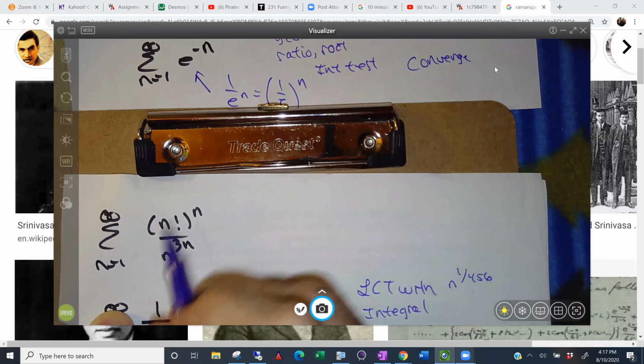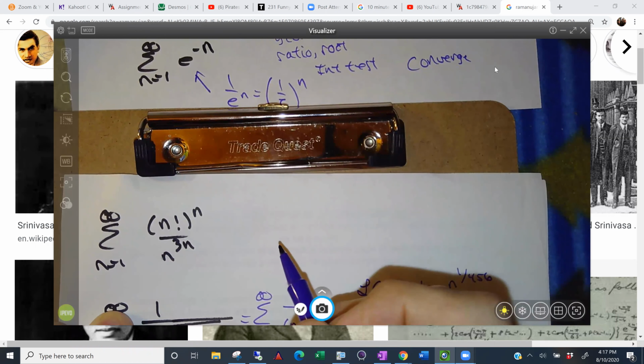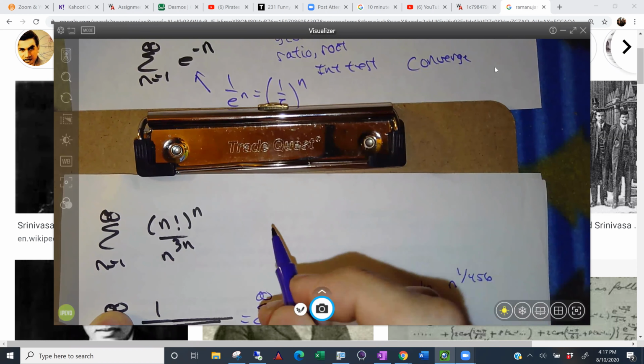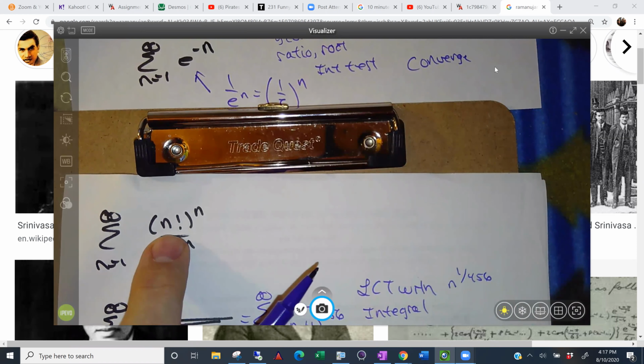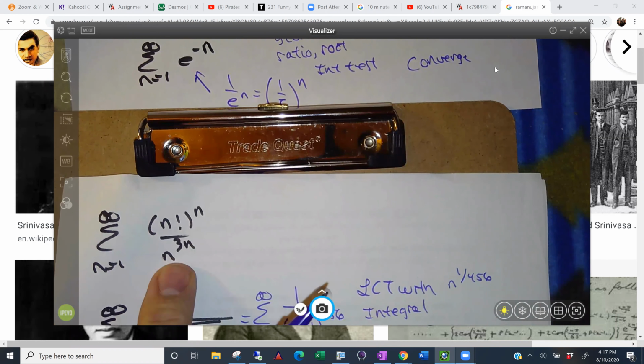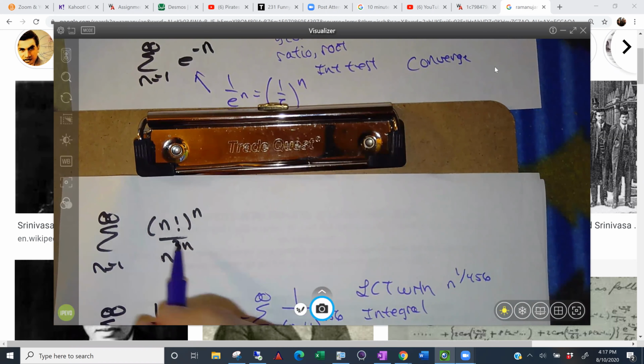Any thoughts? What would you use? What would you try? By any chance, p-series? It's not a p-series, because first of all, you couldn't have any of the stuff that you have in the numerator. And it also has to be a fixed number, not a variable power.